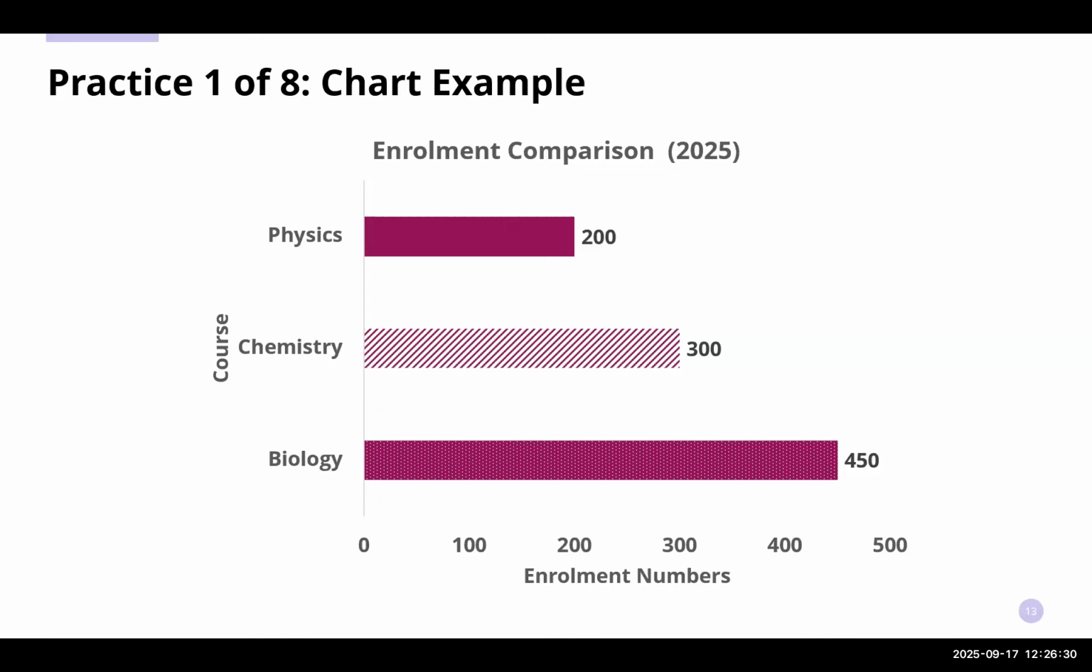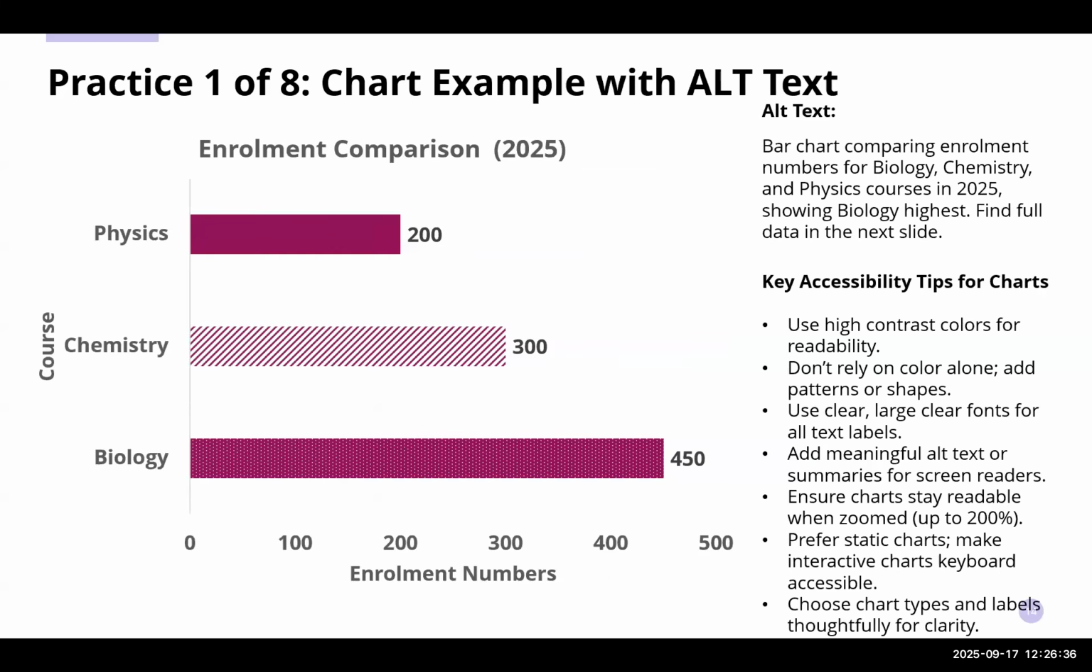Okay, so let's look at the sample answer in the next slide. Next slide, please. Here, the alt text says: bar chart showing 2025 enrollment for biology, chemistry, and physics, with biology highest. Find full data in next slide.